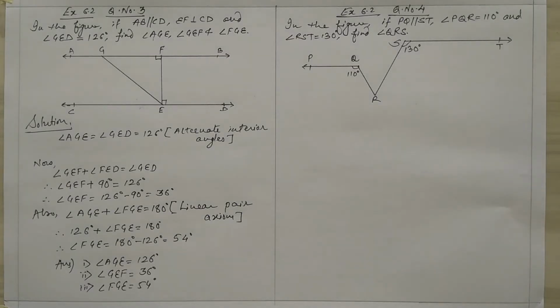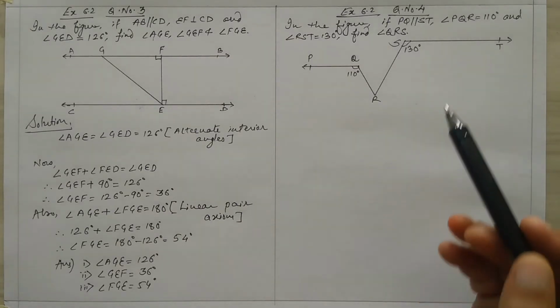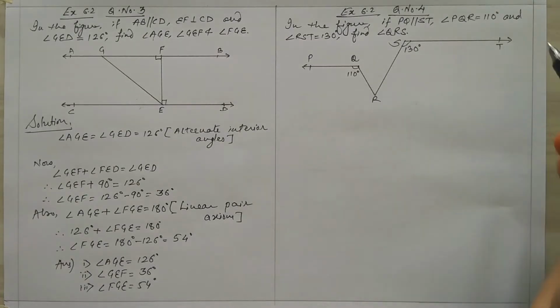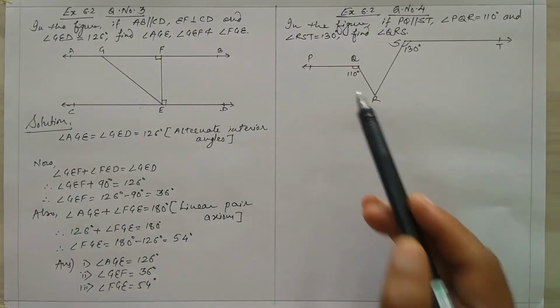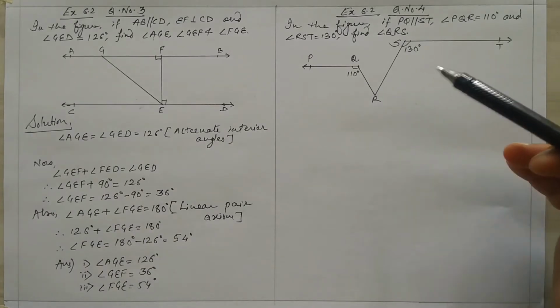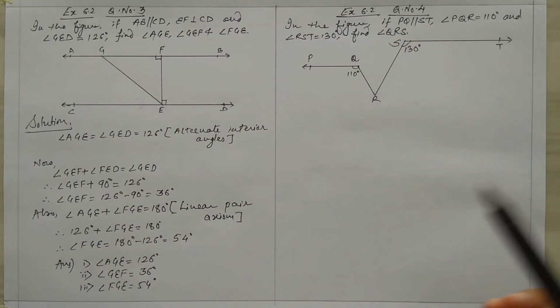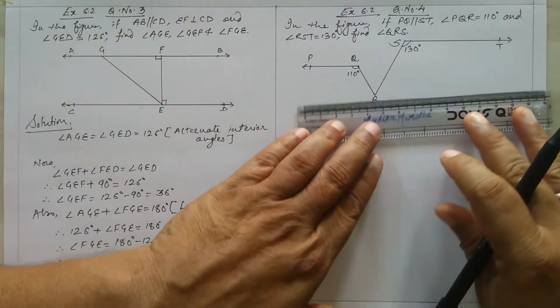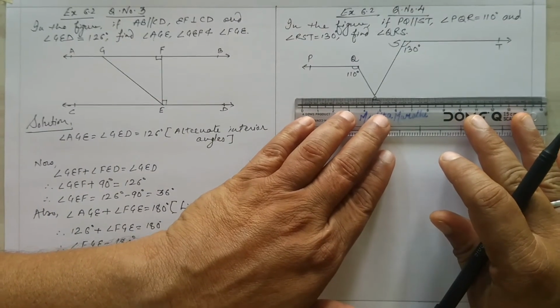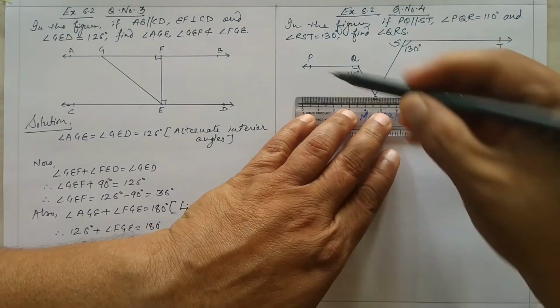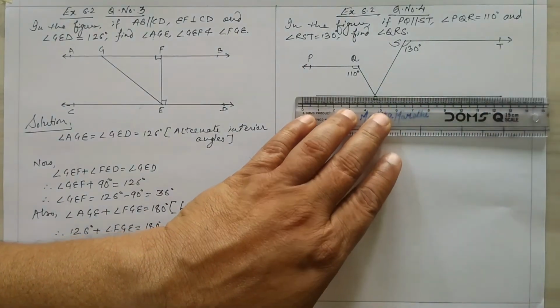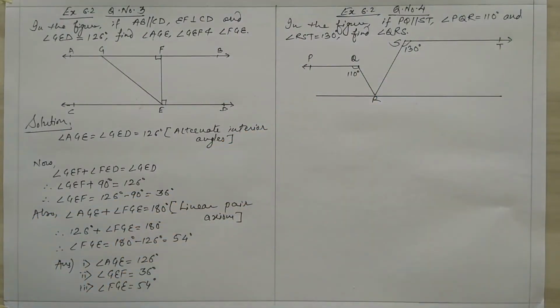Let us see now question number 4 of the same exercise. Here it is given that PQ is parallel to ST and angle PQR is 130 degrees and angle RST is 130 degrees. You have to find angle QRS. So hint is given to us that through point R draw a line parallel to ST. So that is a part of construction. So we will draw, okay, let us see. Through point R we will draw a line parallel to ST.